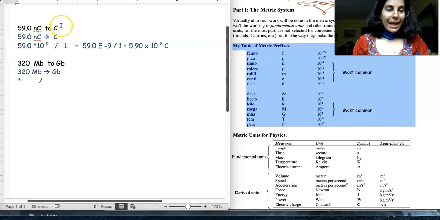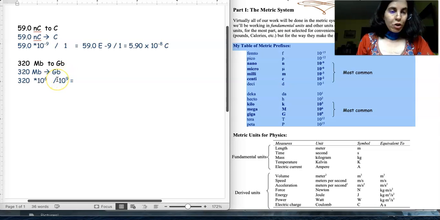This problem only had one prefix. This problem has two. So again, write the signs before you get fancy. You multiply on the left. You divide on the right. Mega is, check the chart, 10 to the 6th. Giga, check the chart, that's 10 to the 9th.